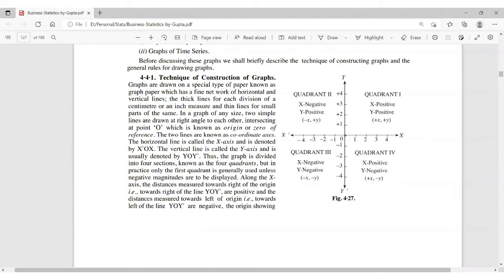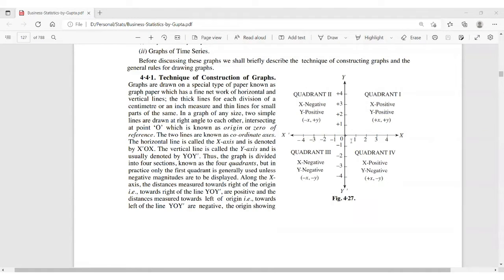See, in the graph paper or in simple paper, make two cross lines like this, what they have shown here. With this. See, we make two lines, one vertical, one horizontal. This horizontal line is called the x-axis. The vertical line is called the y-axis.